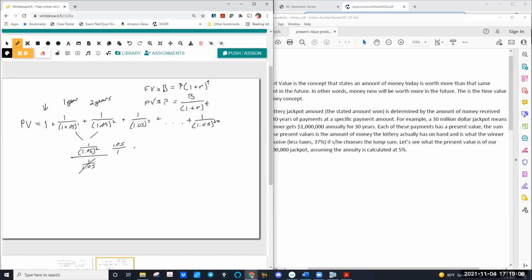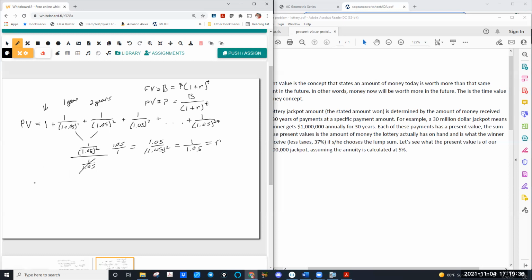And we get 1.05 over 1.05 squared, which reduces to 1 over 1.05. This is our common ratio. We have a geometric series, so we don't have to calculate all 30 numbers and add them up to get this present value. We can use that formula for the sum of a present value.